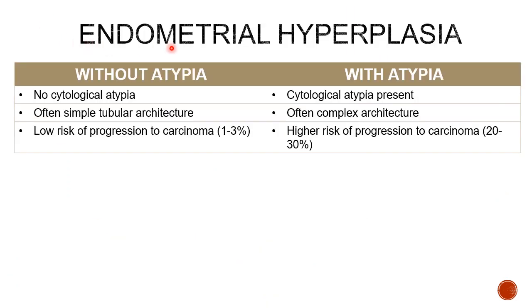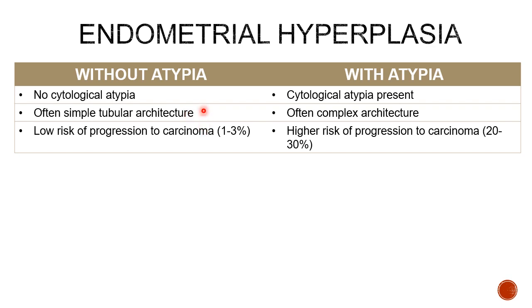Okay, now let's discuss the morphology of endometrial hyperplasia. Endometrial hyperplasia can be divided into endometrial hyperplasia without atypia and endometrial hyperplasia with atypia. The distinction relies on the presence or absence of cytological atypia. So as the name implies, endometrial hyperplasia without atypia means that the cells present within that hyperplastic process show no cytological atypia, whereas cytological atypia is present in the other group. Often they have differing architecture as well.